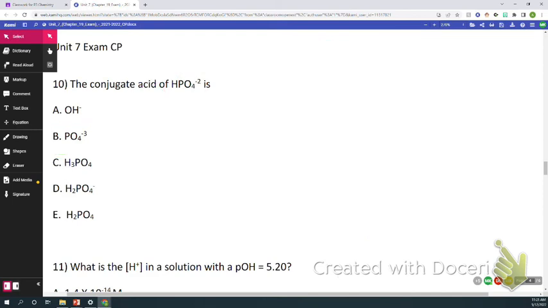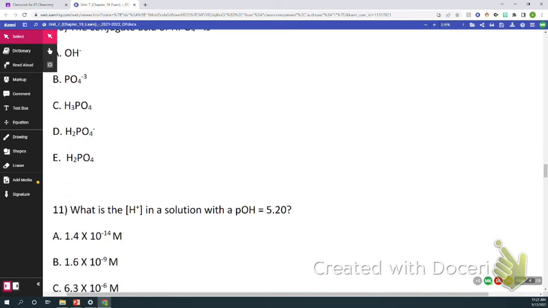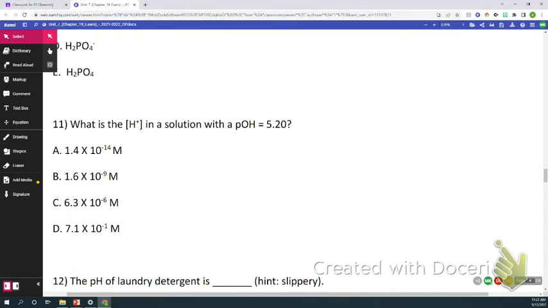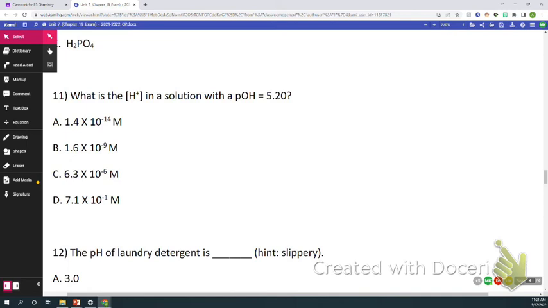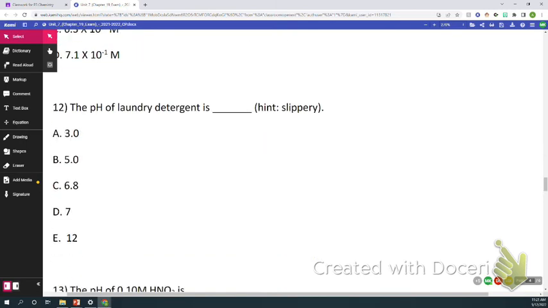Looking back, I can see how challenging this test must have been. But most of it was pretty straightforward. Number 11 is kind of like the ones from number 2, 3, and 4. You just plug into the equations and find the answer. What about 12?